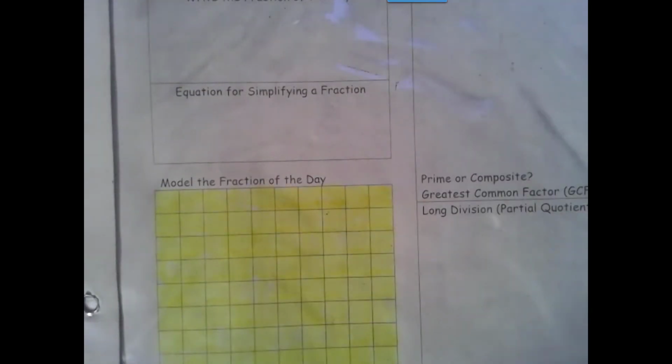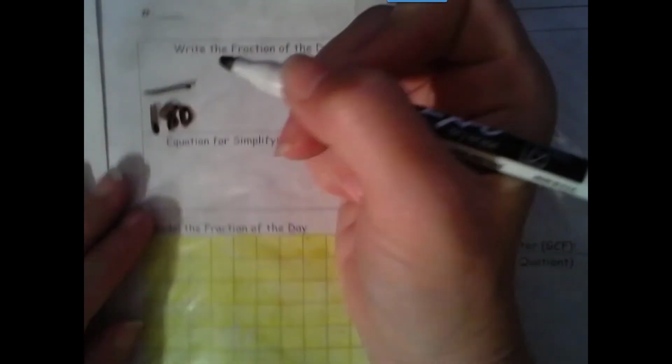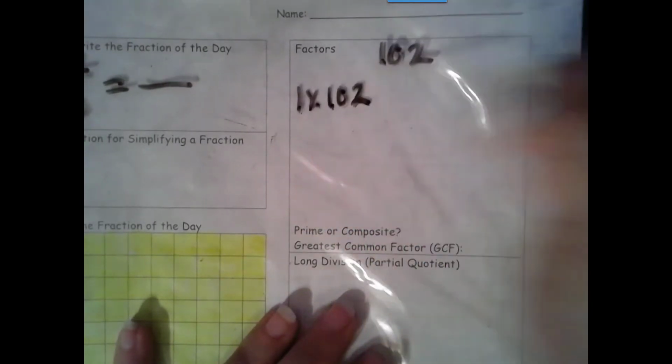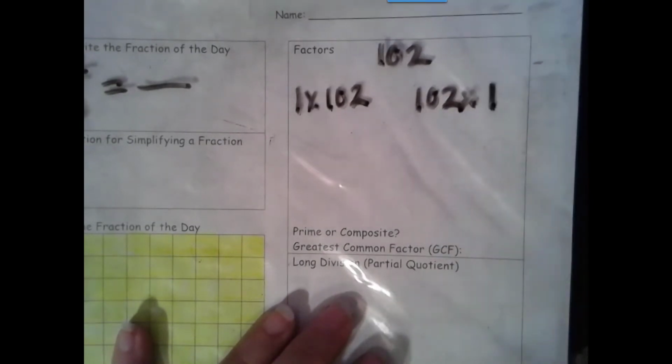All right, let's get down our beginning fraction. We have a total of 180 school days, and we are on day 102. So let's go ahead and find the factors of our numerator, 102. Two factors we always know are 1 and the number itself. Using the commutative property of multiplication, I can do 102 times 1.